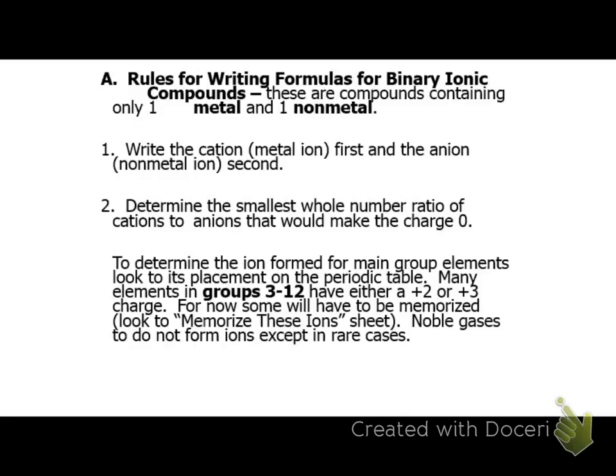Group 2, the alkaline earth metals, they have 2 valence electrons. They like to give them away. So everything in group 2 is going to be a +2. So above that, write +2.